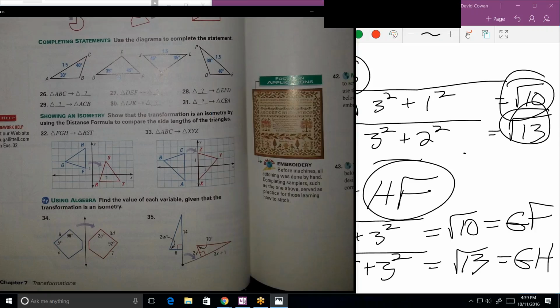So you know how to do the distance formula. We're going to have to use the distance formula. And I can immediately tell that BC is the same length as ZY. Why? Because the Y coordinates are separated by 1, the X coordinates are separated by 3. Same thing over here. And you can do the same thing for ZX and CA.